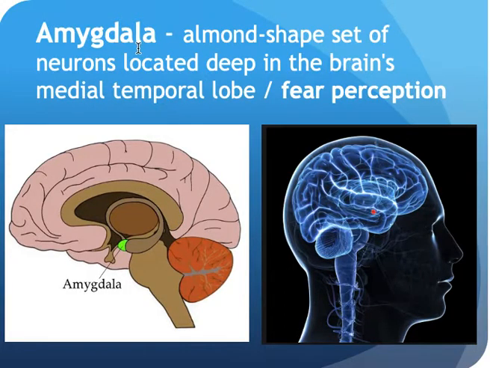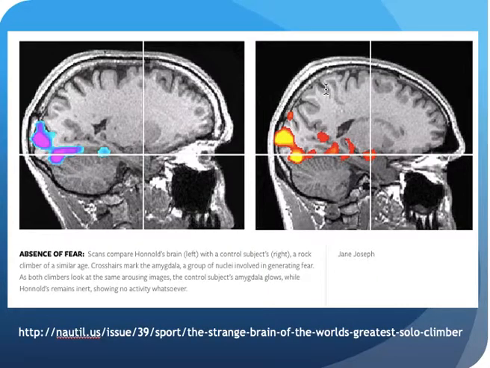So we have this amygdala, and it's this almond-shaped set of neurons located deep in the brain's medial temporal lobe, okay? Its main job is fear perception, okay? And what they find with him, when they stimulate and do all this testing on him, is that his amygdala doesn't get activated as much as other people's would under the same circumstances. So you have to wonder, was he always like that, or has he learned to be like that through his experiences?